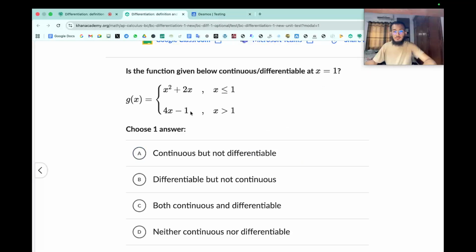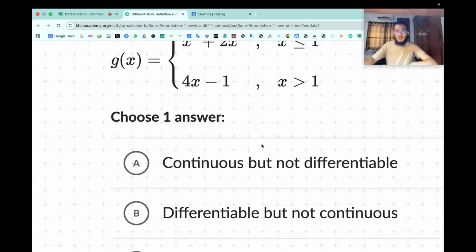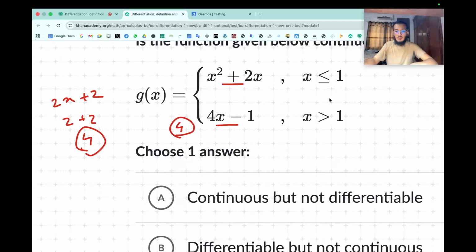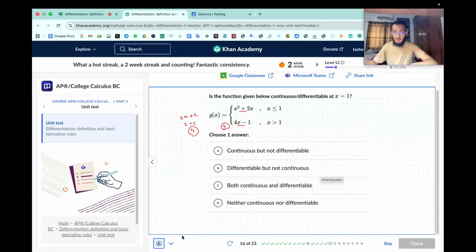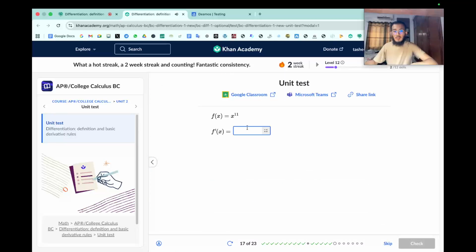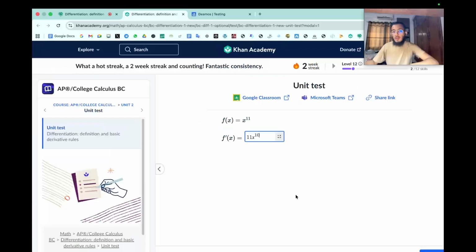Is it differentiable? Let's find the derivative. The derivative of this is 2x plus 2. The derivative of this is 4. If you plug 1 here, 2 into 1, 2 plus 2, it's 4. Both derivatives lead to the same differentiated value. So yes, it is both continuous and differentiable. Okay, so it's 11 x to the power 10. Basically 11 gets multiplied with this and 10 gets reduced by 1.